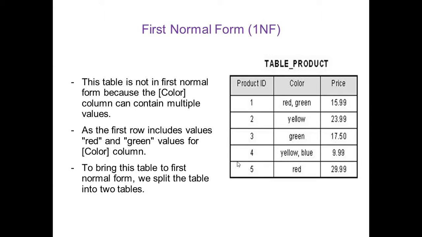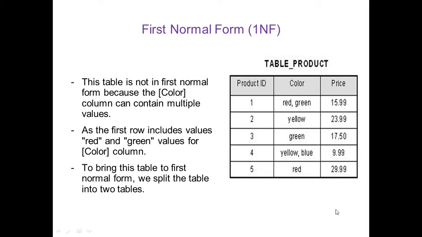Now, we will see the example of first normal form. See, we have the table, that is table product, which is having the three columns: product ID, color, and price. Now, as we have seen the conditions of first normal form, and the first condition was atomic. Atomic means it cannot have two values, it can have only one value. But in this table, our first row for the color column is having two values, that is red and green. For the fourth row, again it is having two values. So this table, that is table product, is not in first normal form.